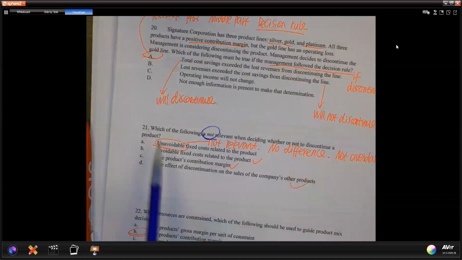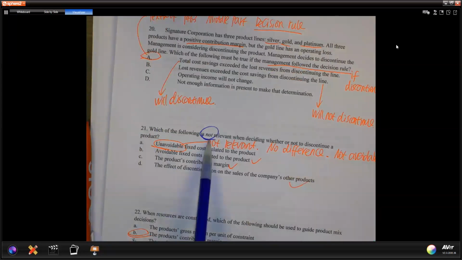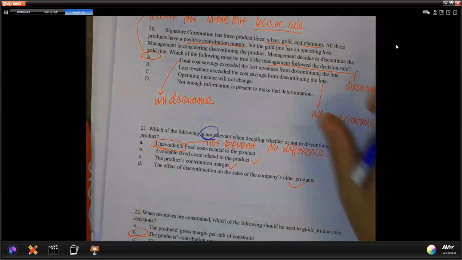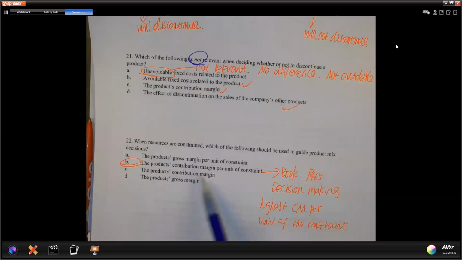Question 20, we said it's not relevant. If you read the textbook, unavoidable fixed cost is not relevant because no matter what you do, it's unavoidable. If you do something, it's $5. You don't do something, it's still $5. It's not avoidable, and there is no change. So it's not relevant.